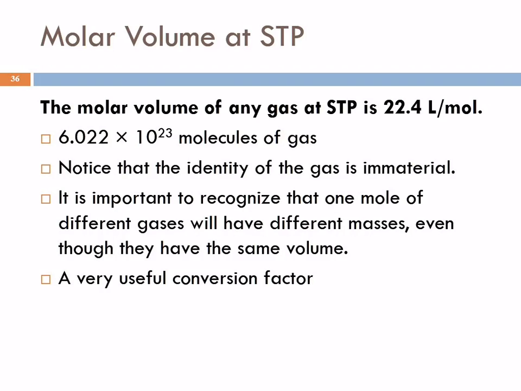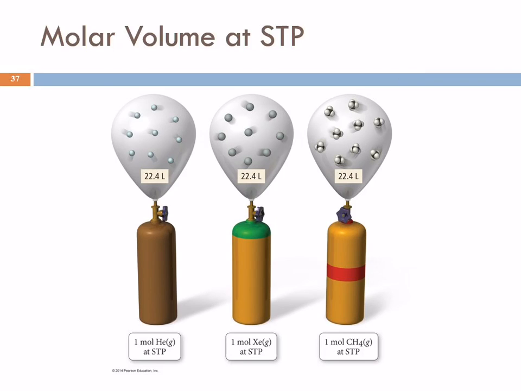because the gas particles are so far apart from each other that the size of the particles doesn't matter. They're going to have different masses, those volumes of gas, but their volumes and the number of particles will be the same. This makes a very useful conversion factor. So, molar volume at STP illustration. 1 mole of helium at STP occupies 22.4 liters. 1 mole of xenon, 22.4 liters.